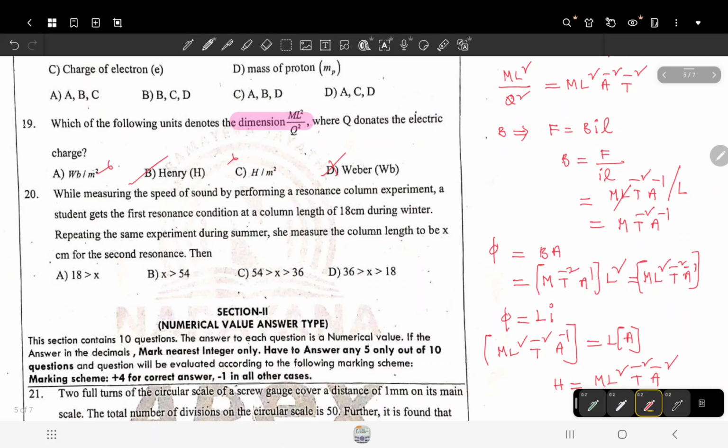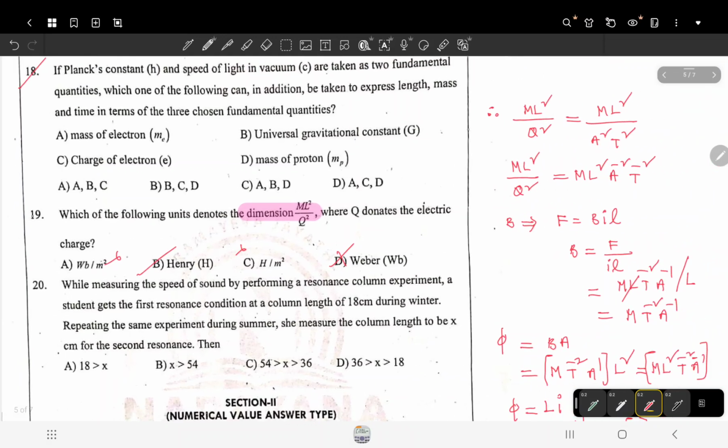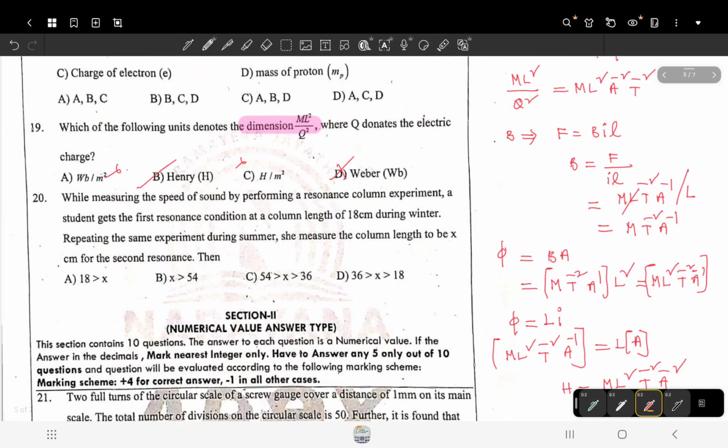Therefore, the answer for the 19th question is Henry. Clear? What about the answer for our 20th question?